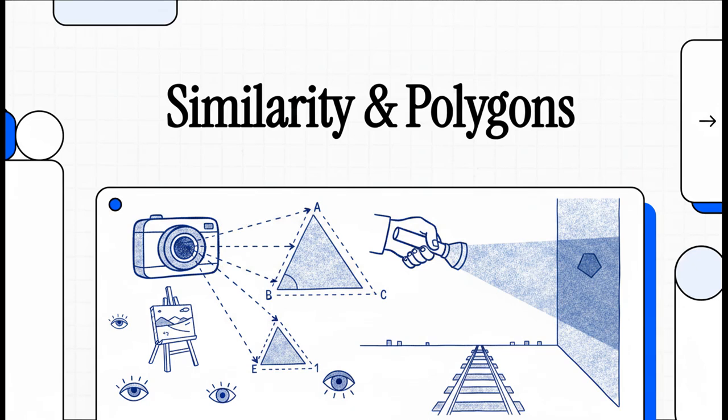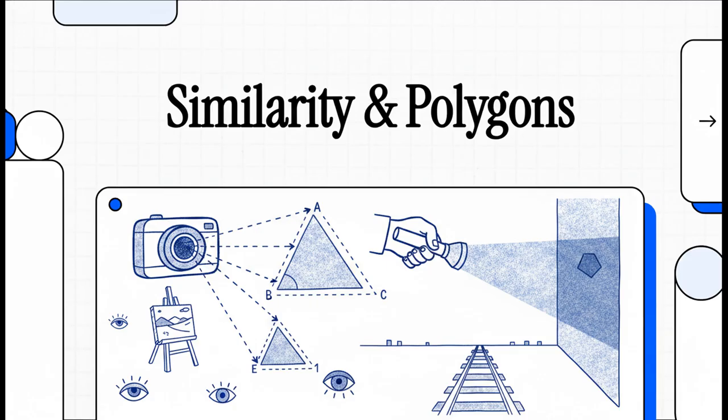You ever wonder how a camera can just capture a massive landscape in one tiny picture? Or how a simple flashlight can turn your hand into a giant monster on the wall? Well, the secret sauce isn't some super complex physics. It's actually a really elegant idea from geometry called similarity.